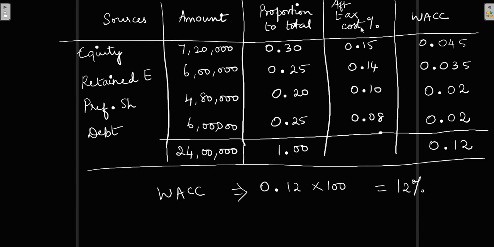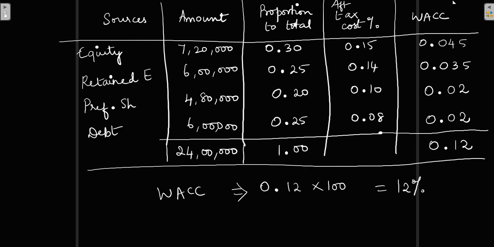The after tax cost is also given in the question itself. So all we have to do is multiply the proportion into the after tax cost. That is 0.30 into 0.15 will give you the value of weighted average cost of capital, and you total it. Since it is in decimal, we have to multiply it by 100 to get a percentage. So the weighted average cost of capital for the first sum is 12%.